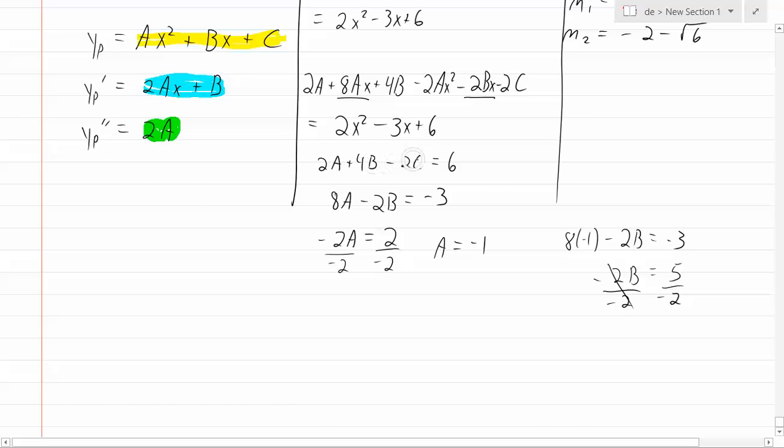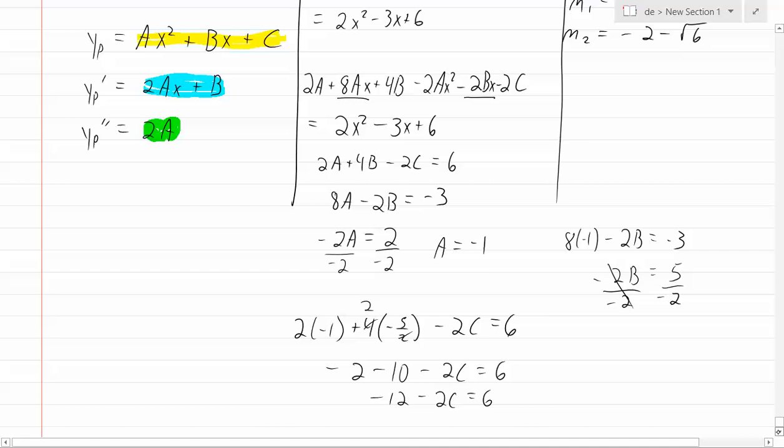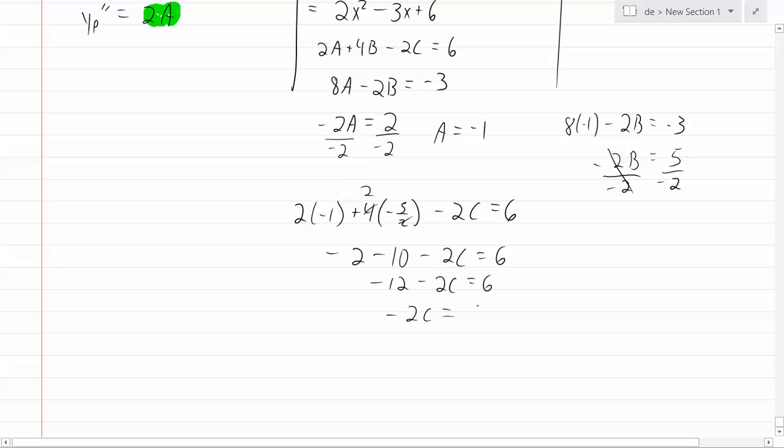Now we can take this equation, the one with 3 variables, and plug in a, negative 1. We can plug in b, that's plus 4 times negative 5 halves. And we can now solve for c. So it's negative 2, minus 10, minus 2c equals 6. So negative 12 minus 2c equals 6. If you move the 12 over, negative 2c equals 18. So c equals negative 9. So we've solved for a, b, and c.